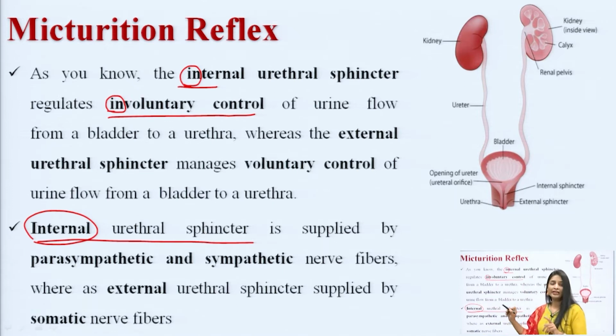Students, I think it is clear about the internal sphincter. We have two sphincters, one named internal and the second external. When these sphincters are contracted, the urethra becomes narrow and the urine is stopped. When they are relaxed, the urethra widens and the urine flows out of the body. This is an involuntary control. Which nerve supplies the internal sphincter? Parasympathetic and sympathetic. And which nerve supplies the external sphincter? It is a somatic nerve.